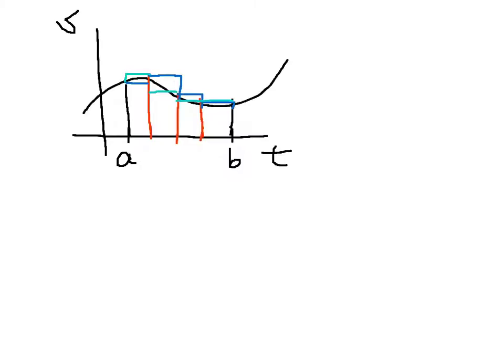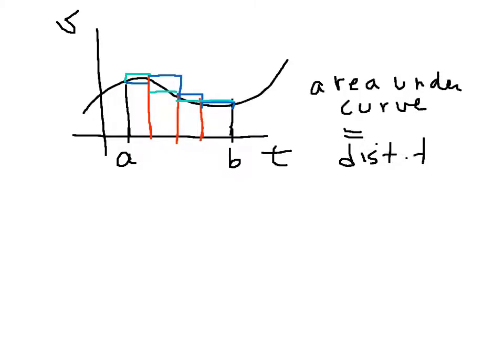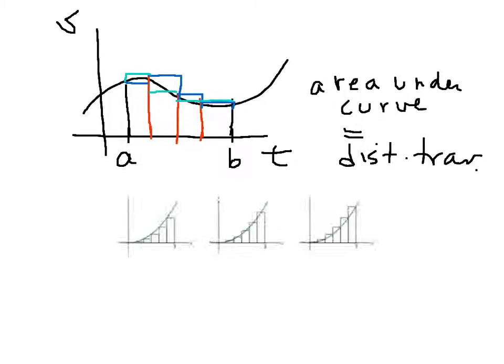And the answer would be, let's use more rectangles. Let's use 8 rectangles. Let's use 16 rectangles. Let's use a lot of rectangles. And you should believe that the more rectangles you use, the better the approximation is going to be to the area under the curve. And in this case, it's again important to notice that the area under the curve is what we're looking for, which is the distance traveled.